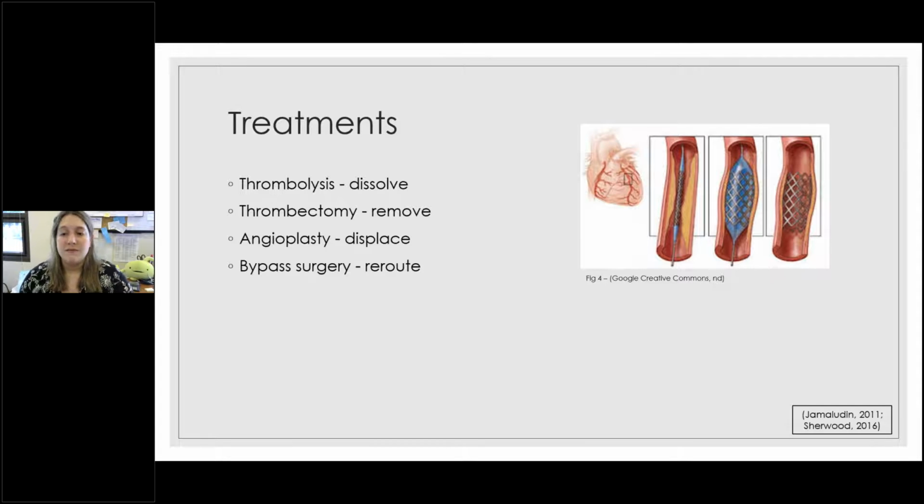A final invasive procedure may be bypass surgery. At this point, the blockages are too severe for stents to be useful. Taking a vein from the legs, the artery is rerouted past the blockage.